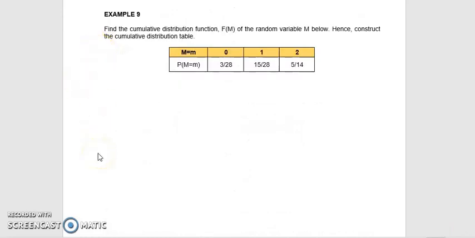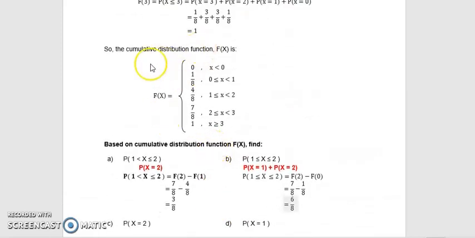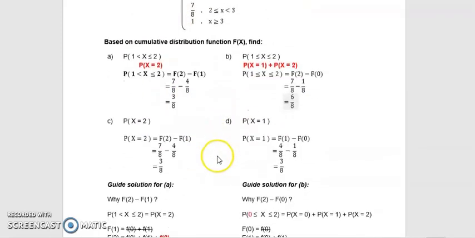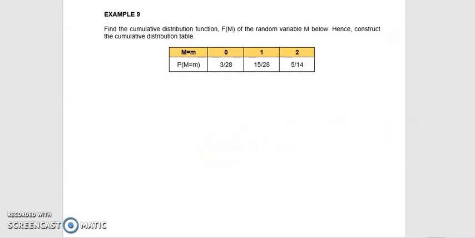Now look at this example. Find the cumulative distribution function F_M of the random variable M below. Hence, construct the cumulative distribution table. In the previous example, we did not put the cumulative in a table. In this example, we will put the cumulative distribution in terms of a table. So start at x equal to 0. So cumulative capital F, F0. You need to start at x equal to 0. So F0, the probability is 3 over 28.